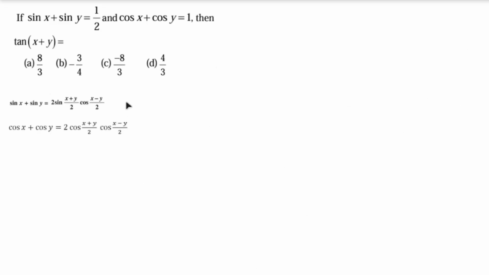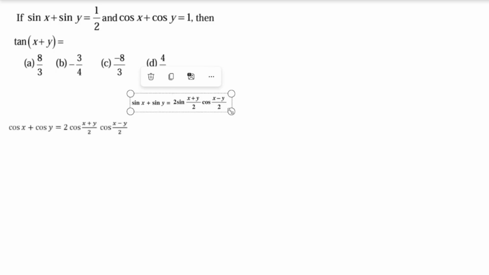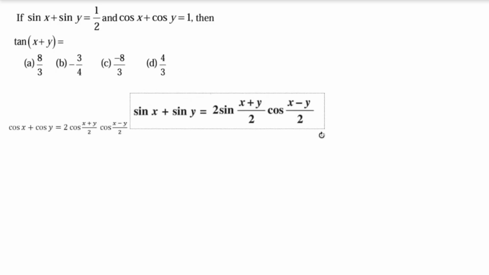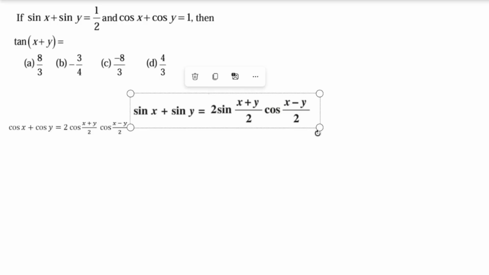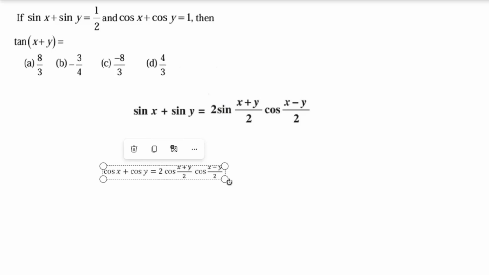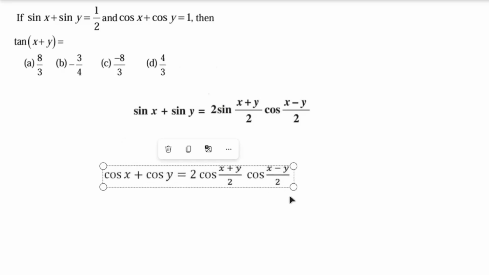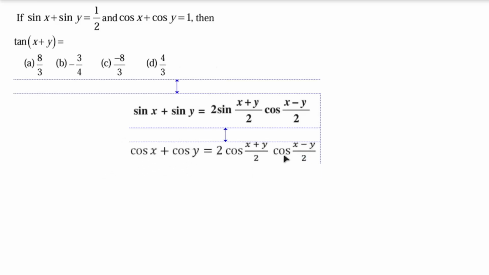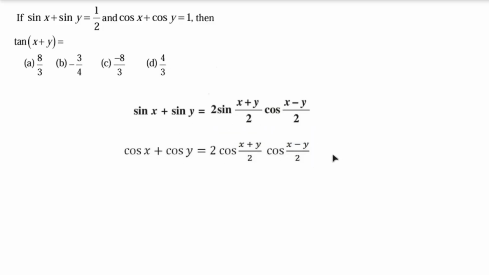Last question. If sin x plus sin y is equal to 1 by 2 and cos x plus cos y is equal to 1, then find tan of x plus y. To solve this, we need to know two formulas. One is sin x plus sin y is equal to 2 sin of x plus y by 2 into cos of x minus y by 2. And the other one is cos x plus cos y is equal to 2 cos of x plus y by 2 into cos of x minus y by 2. These two formulas are very important to solve this.